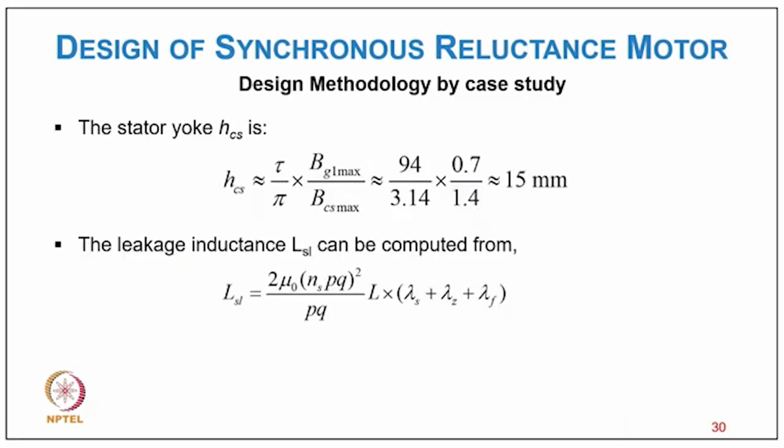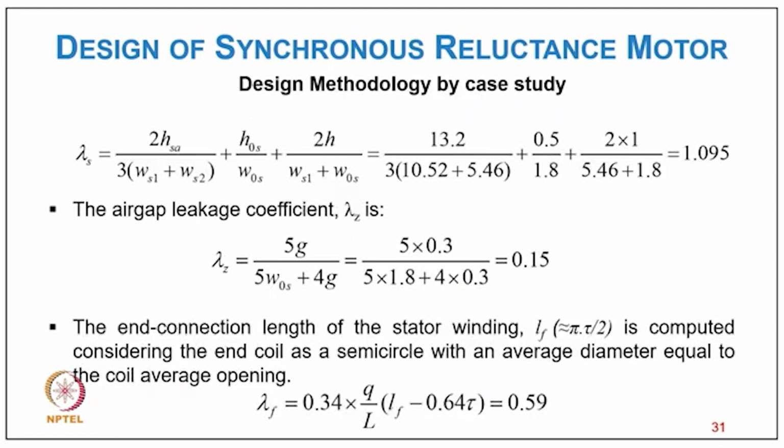So now coming to stator yoke, hcs equal to tau upon pi into B_g1 max upon Bcs max, and putting value, it comes 15 mm. And leakage inductance LS1 can be computed from LS1 equal to 2 mu0 Ns q square upon pq into L in bracket lambda S plus lambda Z plus lambda F, where lambda S equal to 2 HS upon 3 WS1 plus WS2, plus HOS0 divided by WS0 plus W2H upon WS1 plus WS1. Putting a value, it comes 1.095.